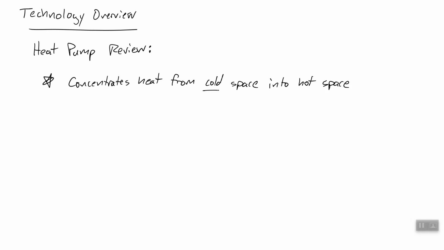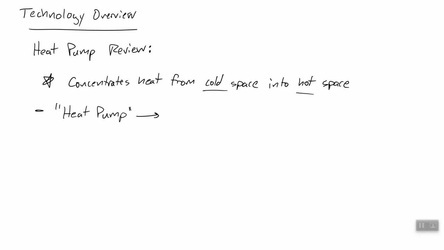So a heat pump, again, the point is a heat pump concentrates heat, and it does so by taking that heat from a cold space, so a cold area, and moves it into a hot space. So it moves heat in the opposite direction that you would expect, from cold to hot. You put in work into the heat pump in order to do this, so we don't violate the second law of thermodynamics.